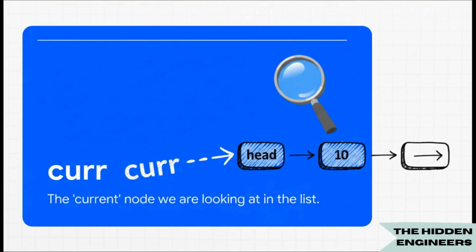First up, we've got cur, which is just short for current. Think of this as our spotlight. It's the node we are actively focused on and working with at any given moment. We're going to start things off with cur pointing right at the head of the list, that first node, 10.